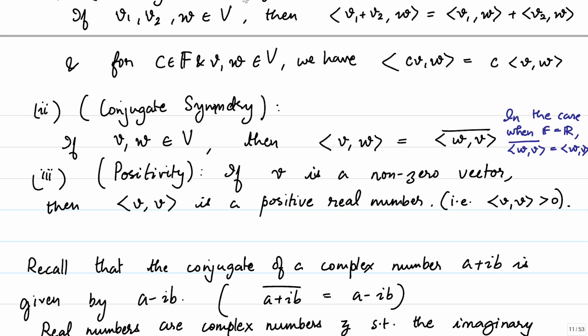And how about the third property? The third property says that irrespective of whether it is a real vector space or a complex vector space, if you look at the inner product of a vector v with itself, it should necessarily be a positive real number. So, even in the case when our vector space is a complex vector space, if you take any vector v and look at the inner product of v with itself, if v is non-zero, it should necessarily be a positive real number.